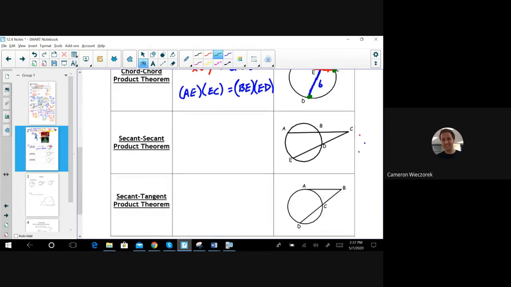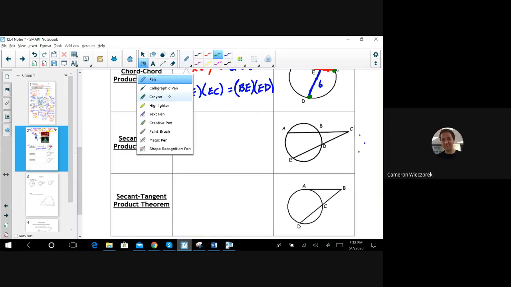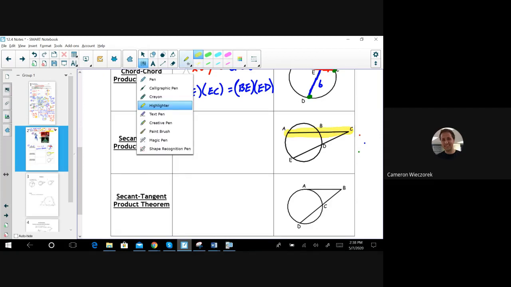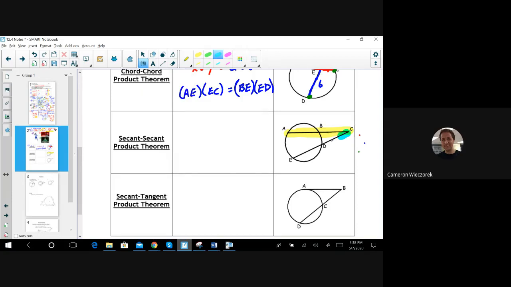All right, the next one is called the secant-secant power theorem, or product theorem. In order to use this one, you have to have two secant segments, which means they have to intersect the circle twice and they have to start outside the circle. So if I look at my diagram, I'm going to label one of my secants in yellow. So CA would be a secant segment, and the other one I'll do in blue. A little bit of green overlap. CE is my other secant segment.